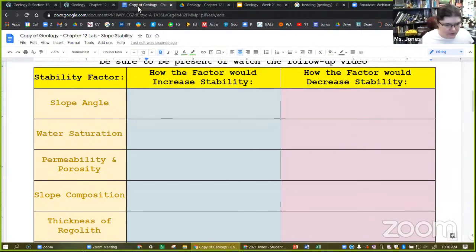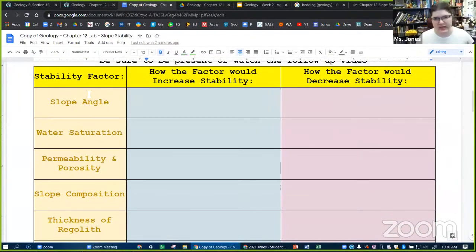Okay, so we're going to be filling this out. These are the stability factors. Each thing you have to take into account if you were to look at a hill or a slope of any kind. And we're going to talk about how you can make it more stable or less stable for each of these factors. I would love for you guys to be following along on your own worksheets.